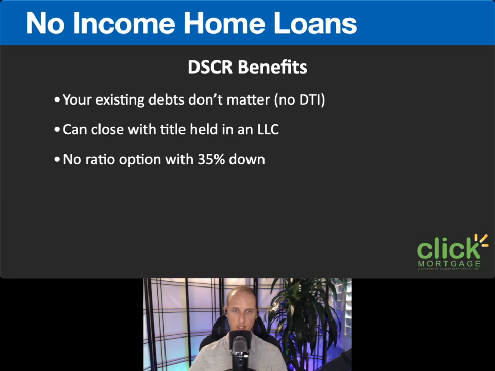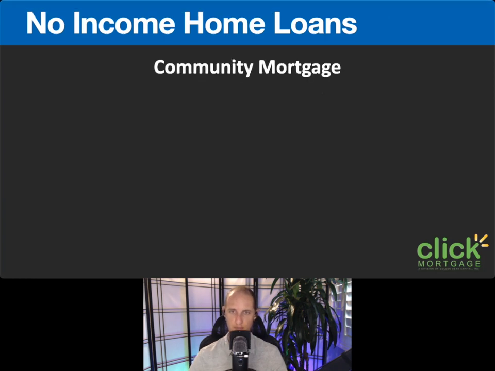And then there is actually a no ratio option where the DSCR, that debt service coverage ratio, doesn't matter at all with 35% down. So a lot of flexibility here for investor buyers. Let's say you don't qualify for conventional loans anymore. Your DTI is too high because you've recently purchased some things, or whatever the reason is. There's a lot of reasons why this loan makes sense. And I can offer it in a vast majority of the United States.